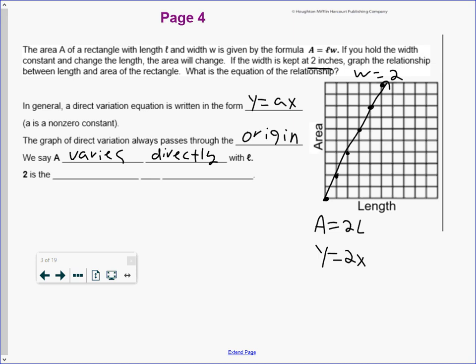So what we say is that A varies directly with L. 2 is the constant of variation. And just like the name says, it's the term that stays constant through all the variations that we have. Right? So in this case, the width is 2. It stayed consistently 2, no matter what variation of the length and area that we have.